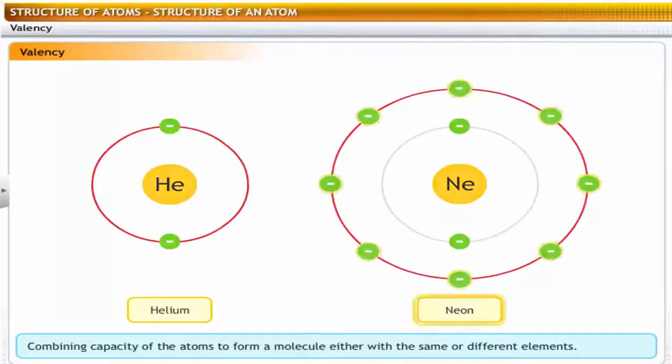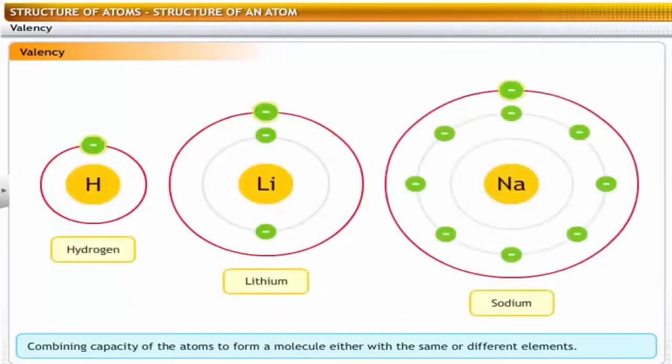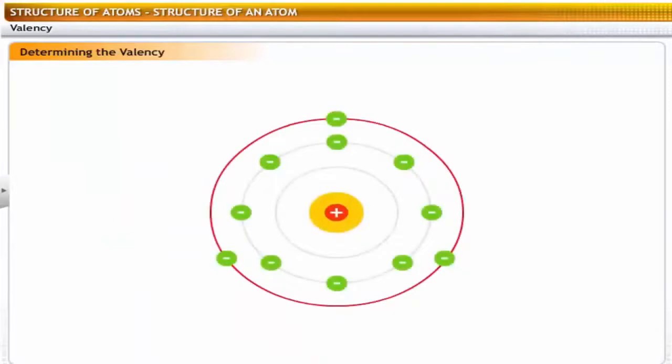For example, elements like hydrogen, lithium, and sodium atoms contain 1 electron in the outermost shell. Therefore, they can lose 1 electron. So their valency is 1. If an atom contains less than 4 electrons in its outermost shell, the valency of the atom is equal to the number of electrons present in the valence shell. For example, aluminium has 3 electrons in its outermost shell, so the valency of aluminium is 3.